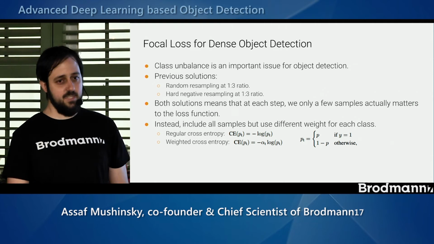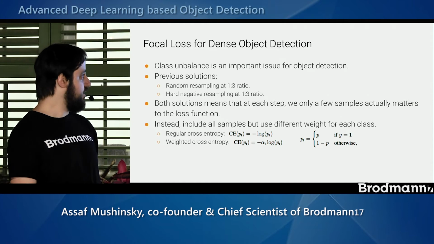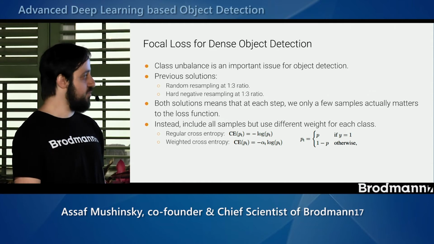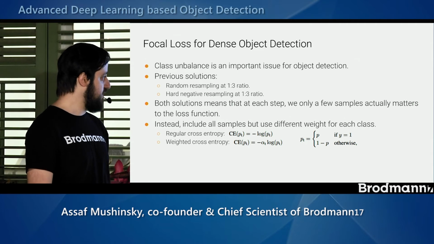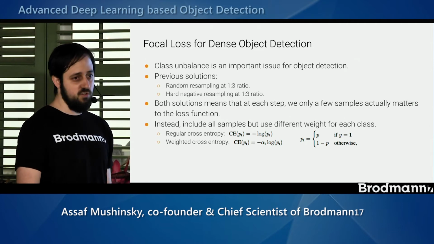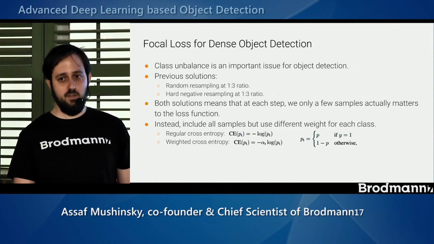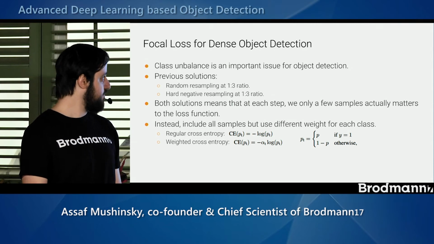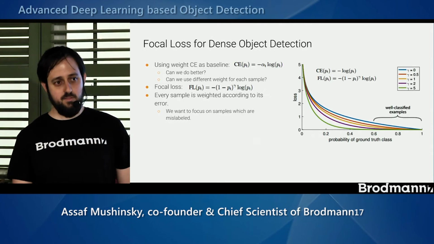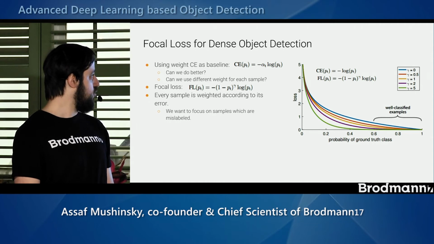So we would like instead to look at all the proposals all the time, and this will help us get more stable learning. The way that they did this is first to have some sort of baseline, which is weighted cross entropy. Instead of just taking the cross entropy, they weighted the loss of each class by some predefined weight. And in order to build over that, they added the focal loss.